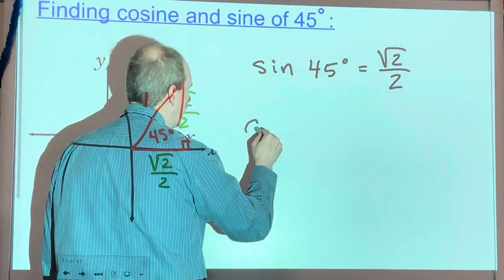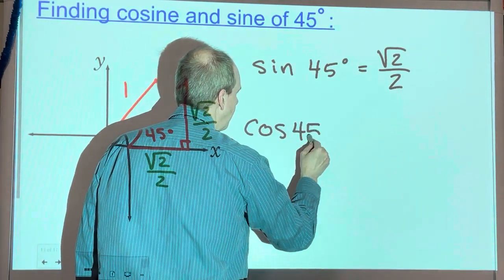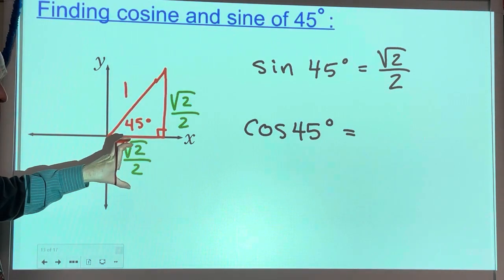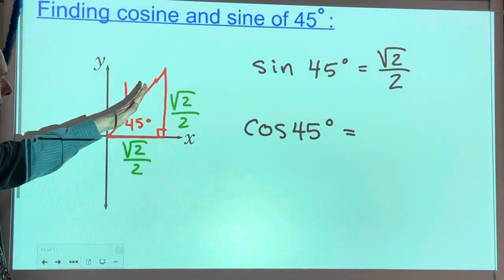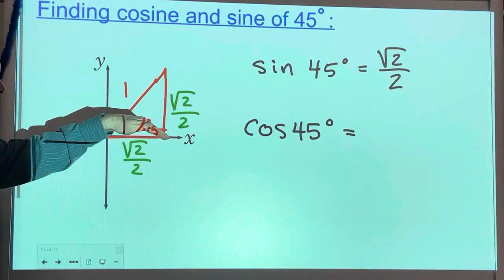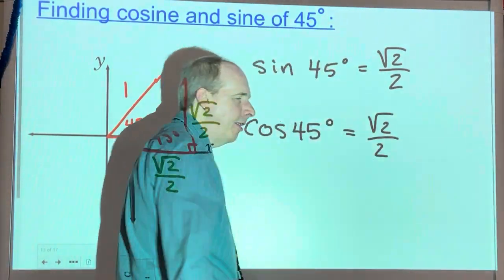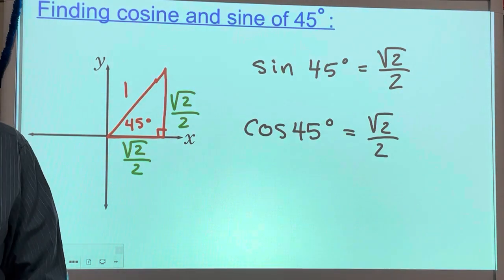Cosine. Cosine is your x, adjacent over hypotenuse. Radical 2 over 2, divided by 1. Dividing by 1 doesn't matter. Cosine is your x. So both of these are radical 2 over 2.